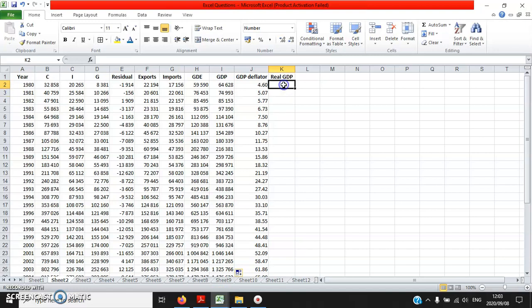Okay, so real GDP is equal to the nominal GDP divided by the GDP deflator times 100. So let's start with the first one in 1980. The real GDP in 1980 equals the nominal GDP, I2, divided by the GDP deflator from the same year, J2, or 4.6, times 100.